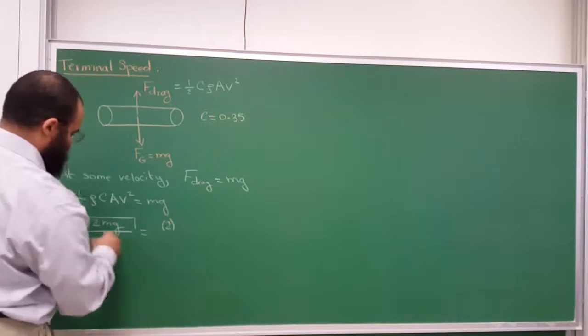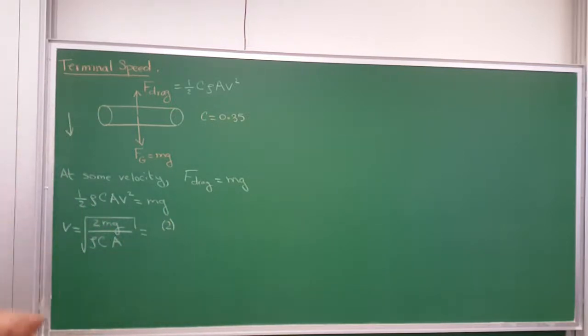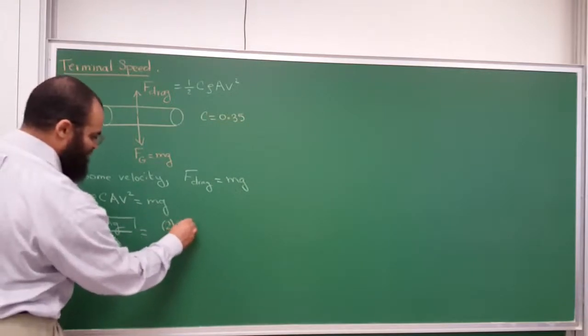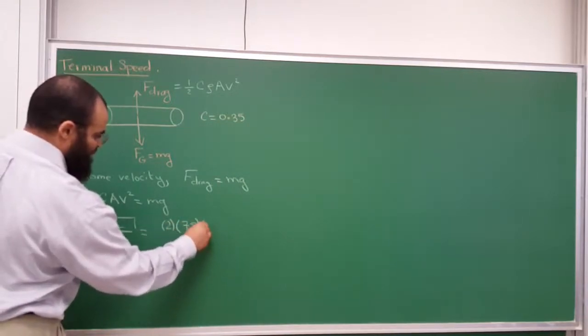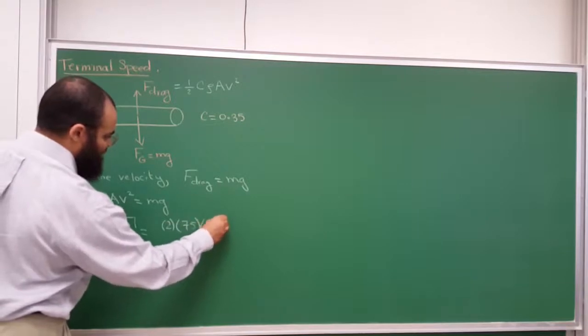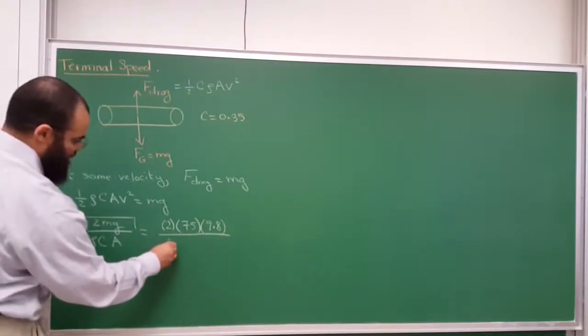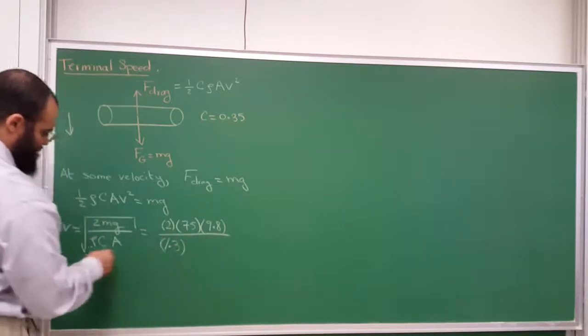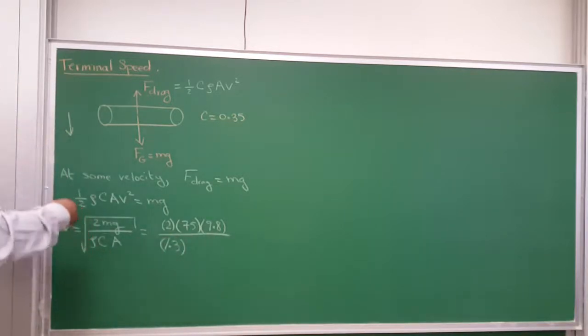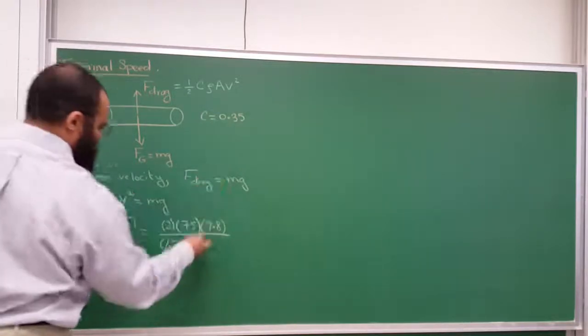2 is 2. What's the mass of the person? Well, I don't know. It depends on the person. So let's say 75 kilograms. Gravity, 9.8. Over density of air, that's 1.3. C, we said the person is approximately like a cylinder, like a log, and so that's 0.35.